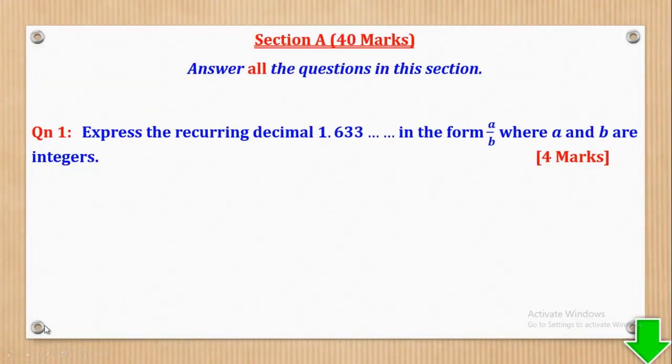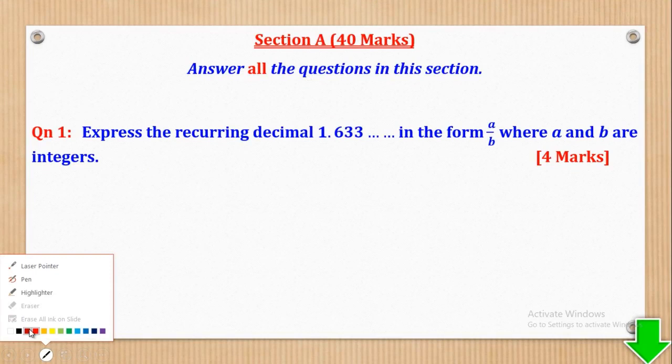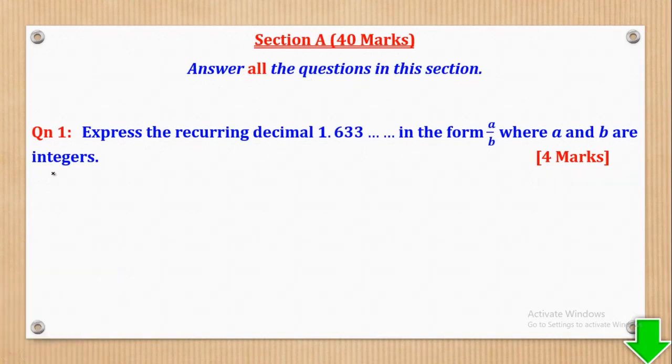So just start with section A, and section A of question 1. So question 1 says, express the recurring decimal of 1.633 recurring in the form A over B, where A and B are integers. So know that word, integers. So in other words, they want you to express it into a fraction.